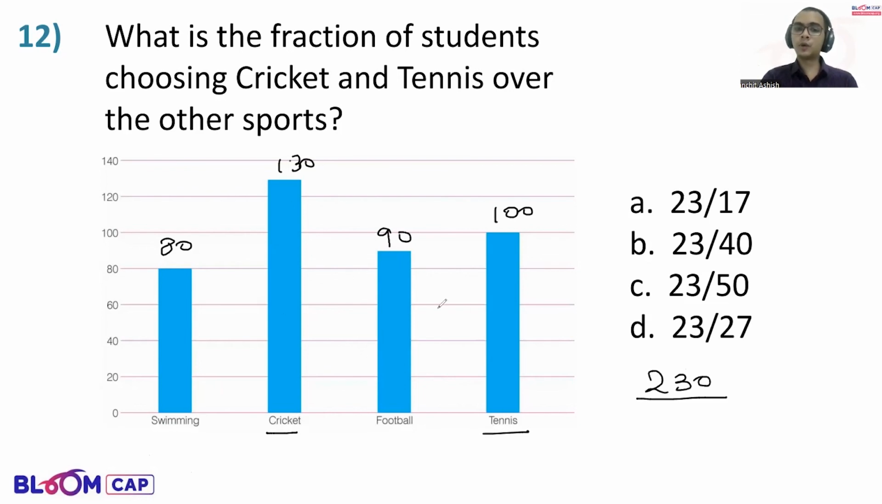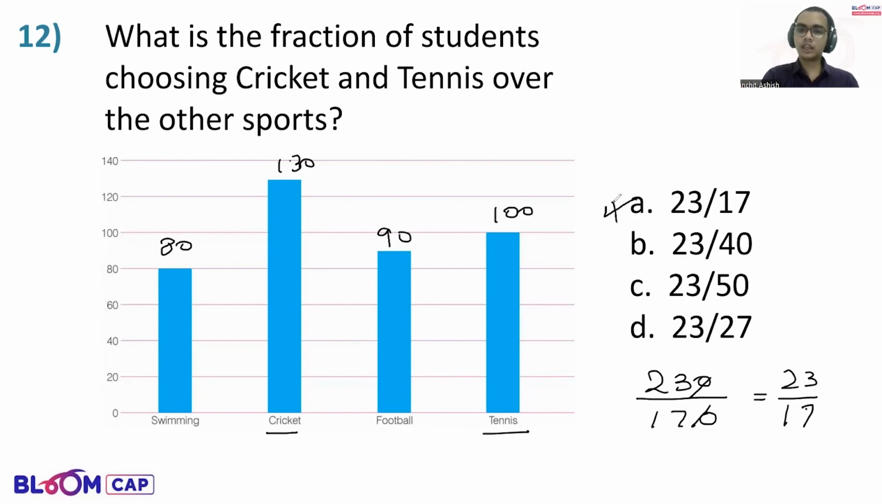Over the other sport. Now, what are the other sports here? Other sports में हमारे पास दो ही ऑप्शन है, स्विमिंग और फुटबॉल. A total of 170 students. Right? So the fraction comes out to be 23 by 17, which is option A.